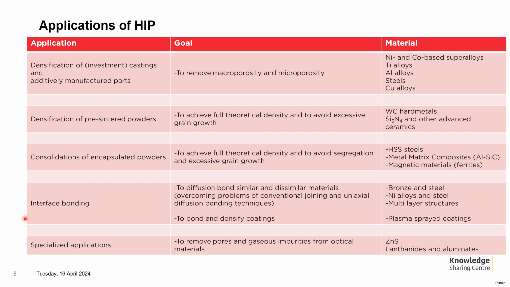Another exciting application is interface or diffusion bonding. It is applied to diffusion bond similar and dissimilar materials, overcoming problems of conventional joining and uniaxial diffusion bonding techniques. A typical application is multi-layer material structures, for instance for heat-resistant panels, but also to consolidate or densify plasma sprayed coatings.